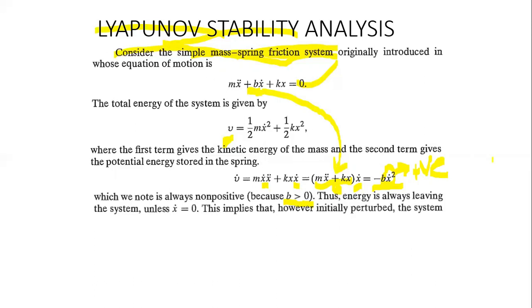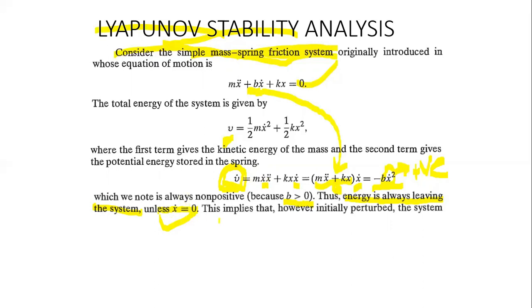Okay, so this total rate of change of total energy is negative. That means energy is always leaving the system unless this x dot becomes 0. So what will happen when x dot becomes 0? Once x dot becomes 0, the rate of change of total energy will be equal to 0. That means now the system will stop losing any energy. Before that time, while x dot is not equal to 0, the system will lose energy.